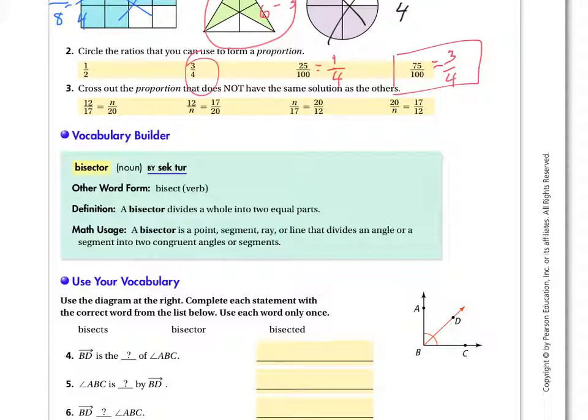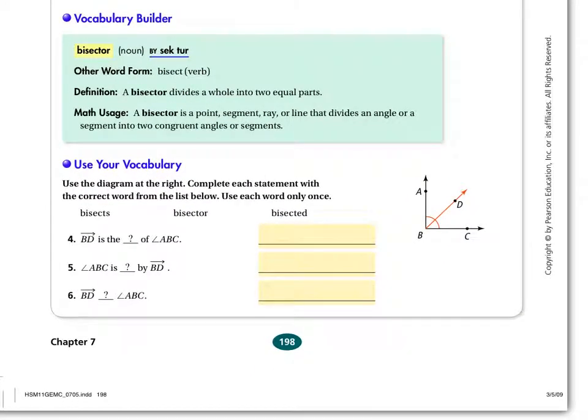Today we're going to talk about bisector. What does a bisector do? It cuts something in half. It doesn't just cut something. It cuts something in half. All right? So a bisector could be a point, a segment, a ray, or a line. And technically it could be a plane as well. A plane could bisect another plane.